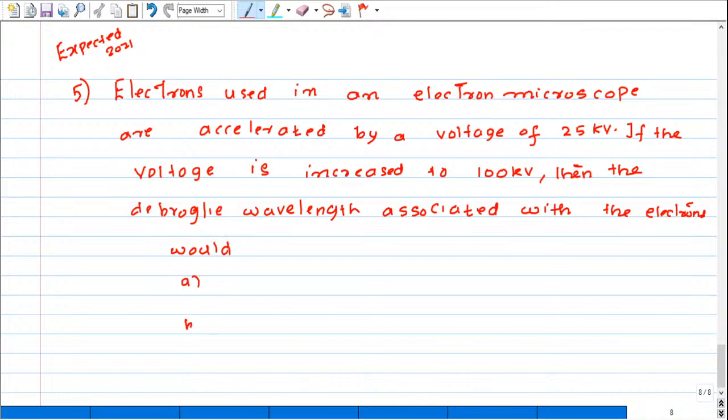option A, option B, option C and option D. There are 4 options which they will give in the examination. So, let me also write the options now. Lambda 2 is equal to lambda 1 by 2. Lambda 2 is equal to 2 lambda 1. Lambda 2 is equal to 3 lambda 1. So, fourth one is none of the above.